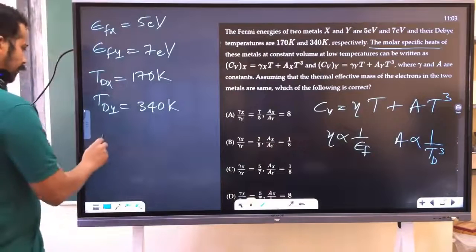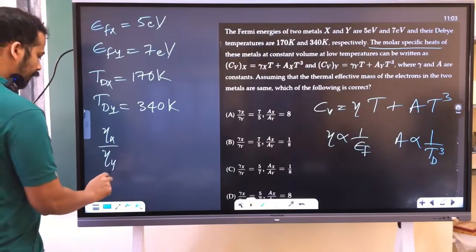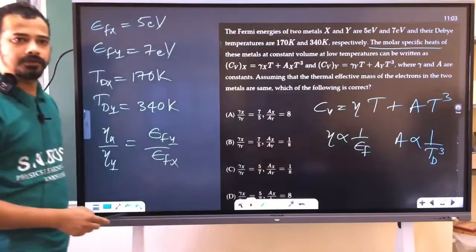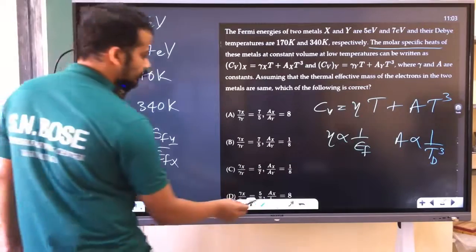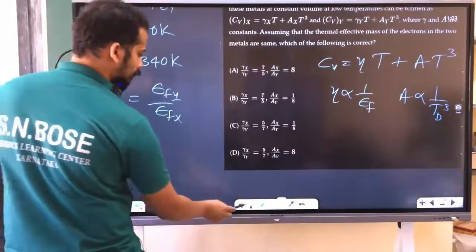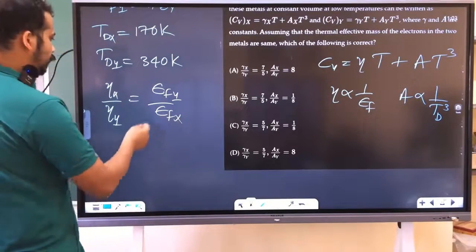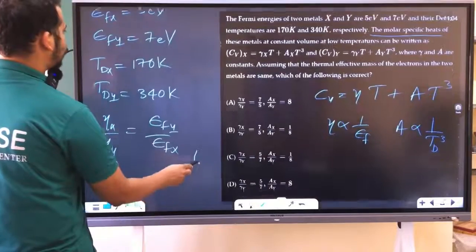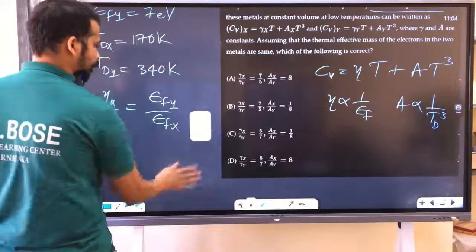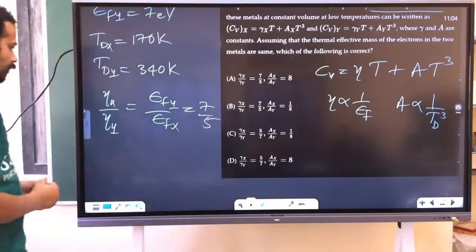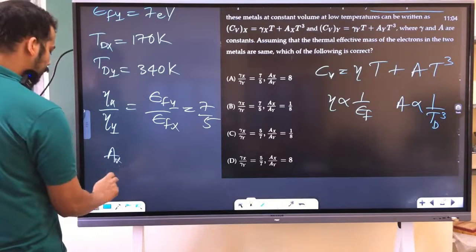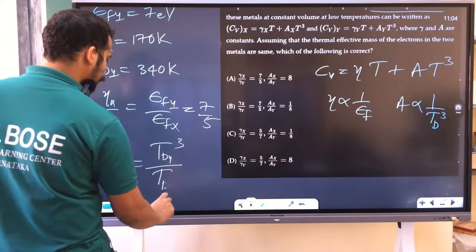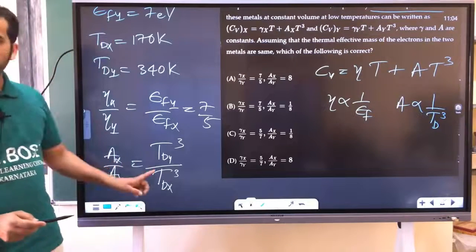So what he is asking then is gamma x divided by gamma y, isn't it? That's equal to EFY divided by EFX, because that is inversely related. Very simple question. Then you can find this one, am I right? EFY divided by EFX is 7 by 5, isn't it? Simply that's equal to 7 by 5. Then AX divided by AY is equal to TDY cube divided by TDX cube, inversely related to the cube of the Debye temperature.